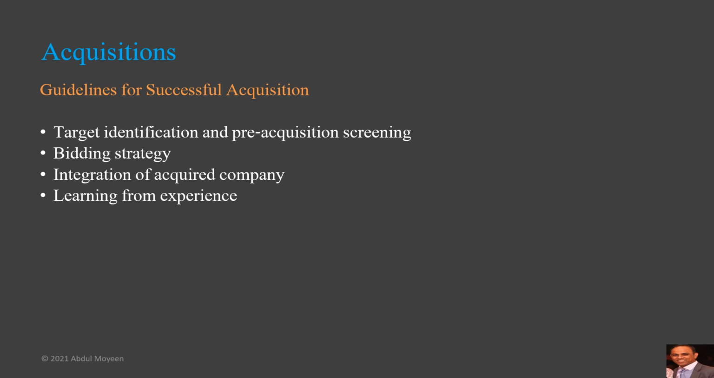In order to avoid pitfalls and make successful acquisitions, companies need to follow an approach to targeting and evaluating potential acquisitions that is based on four main steps. So let's discuss those steps. Number one, target identification and pre-acquisition screening. Thorough pre-acquisition screening increases a company's knowledge about a potential takeover target, and it lessens the risk of purchasing a problem company, the one with a weak business model.